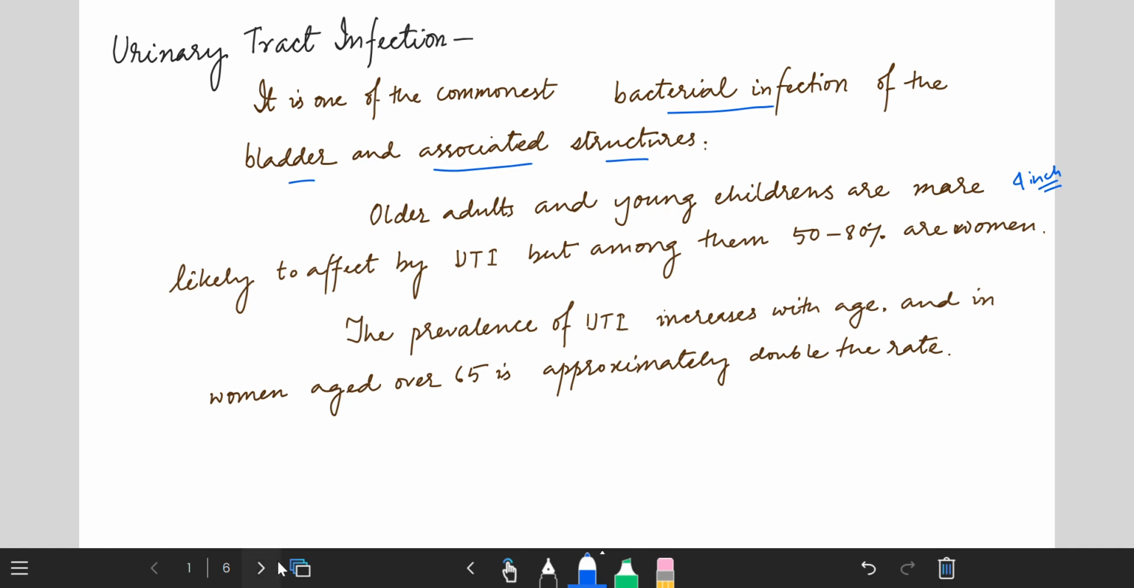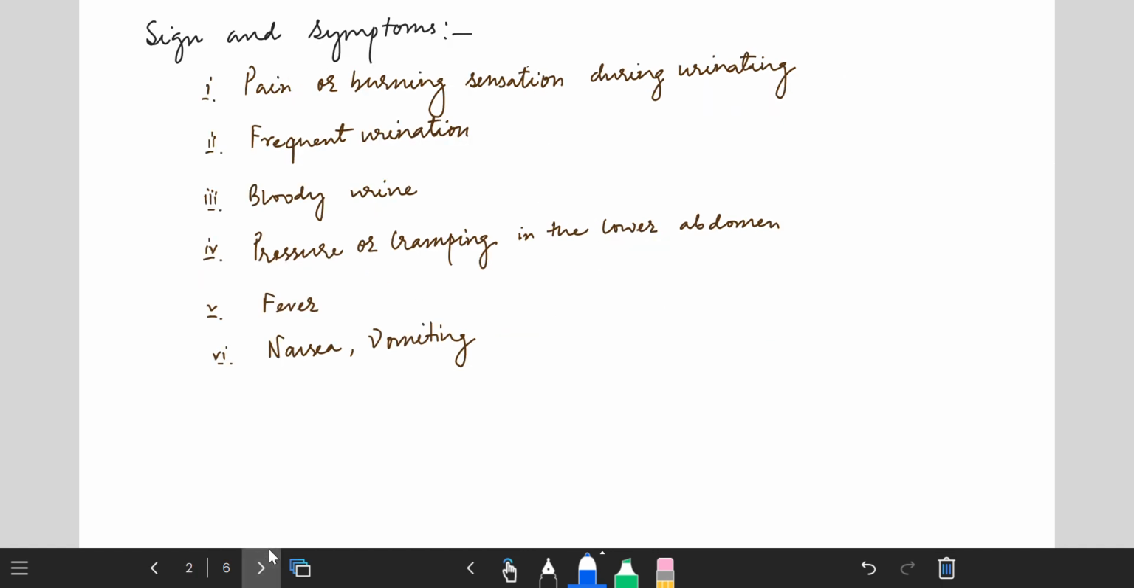Okay, UTI infection. Now, what are the signs and symptoms? So, the first main symptom is pain or burning sensation during urinating. Frequent urination, bloody urine, it means blood is present in the urine. Pressure or cramping or pain in the lower abdomen. Fever, nausea, vomiting.